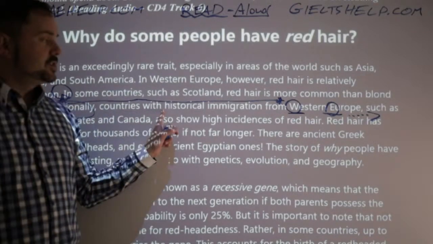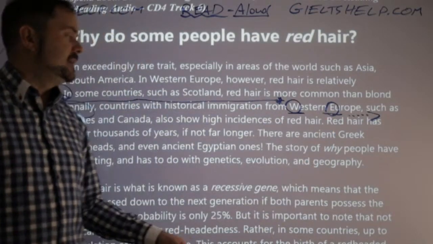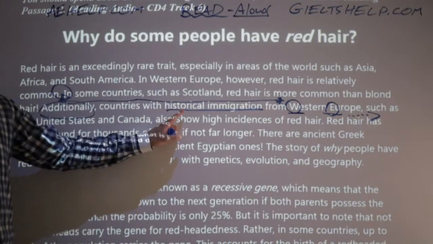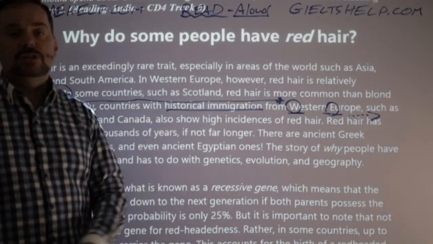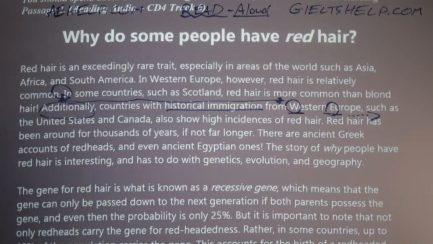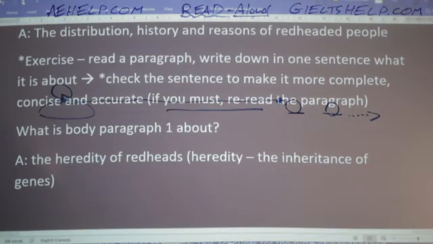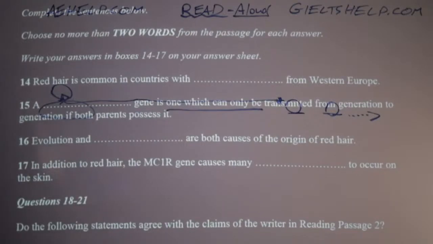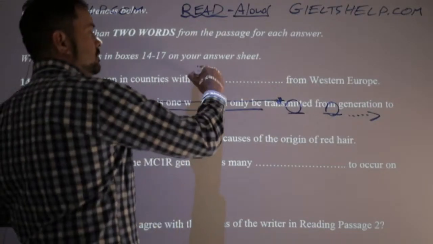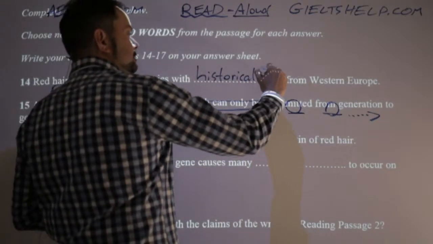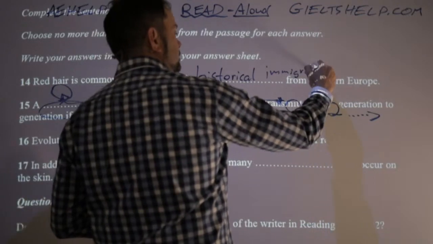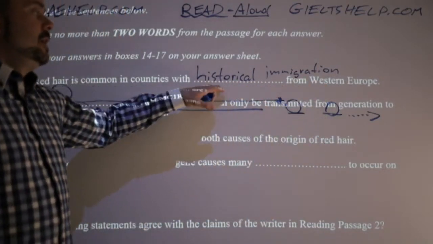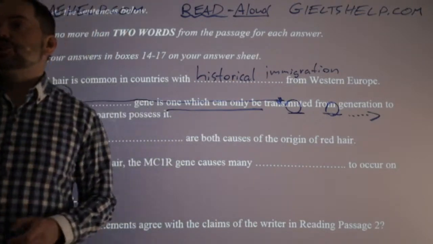"Additionally, countries with historical immigration from Western Europe." Now, because it says 2 words, I would actually take both the adjective and the noun, historical immigration. Just to be on the safe side, I would take both words here, and of course, careful not to make mistakes. They will probably give it to you for just immigration, but historical immigration will get you the mark for sure.